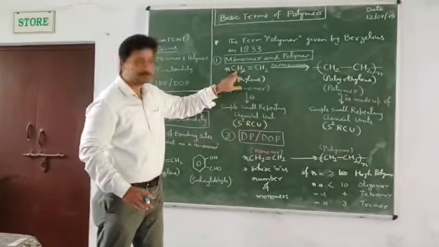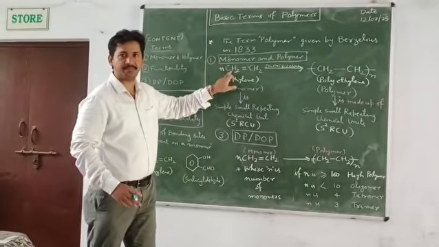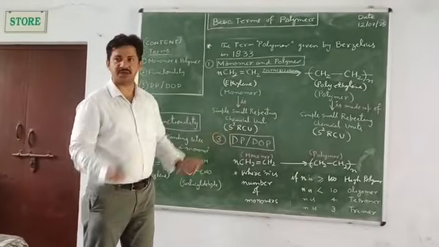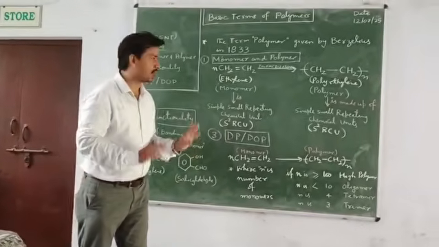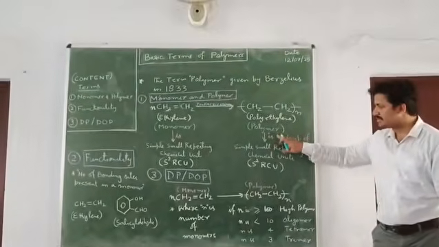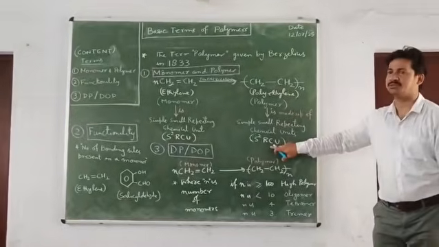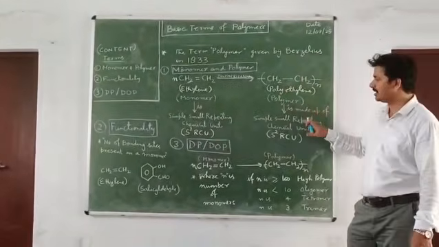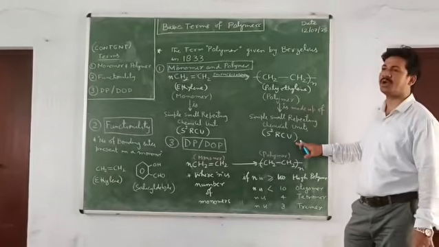What is this? Simple, small, repeating chemical unit. In short, you can note this as SSRCU. What is a monomer? It is SSRCU. In another way, a polymer may also be defined by this term SSRCU. Means a polymer is made up of SSRCU. Monomer is SSRCU and polymer is made up of SSRCU.